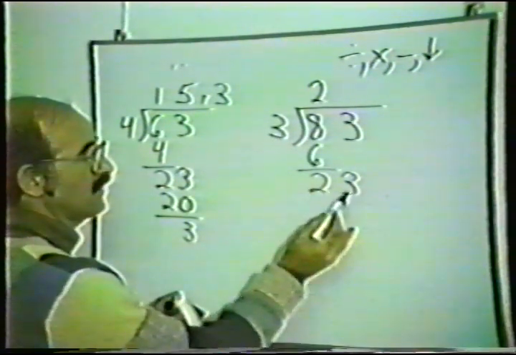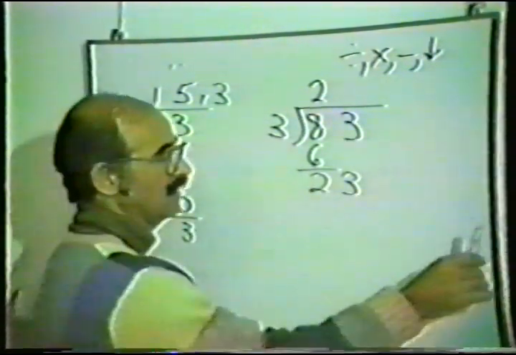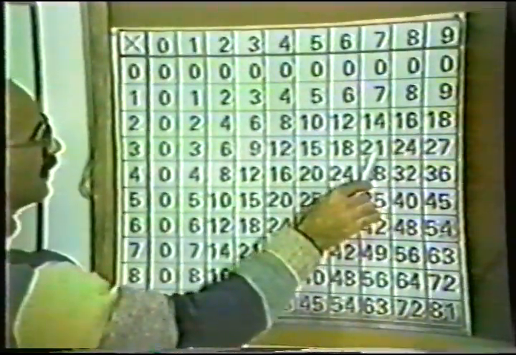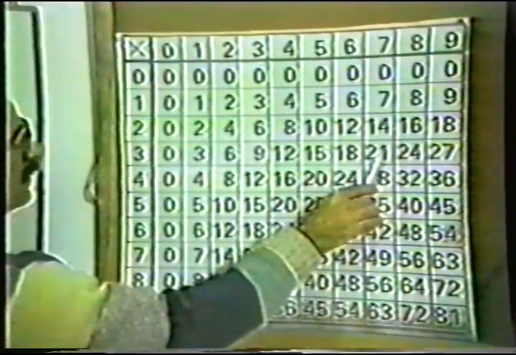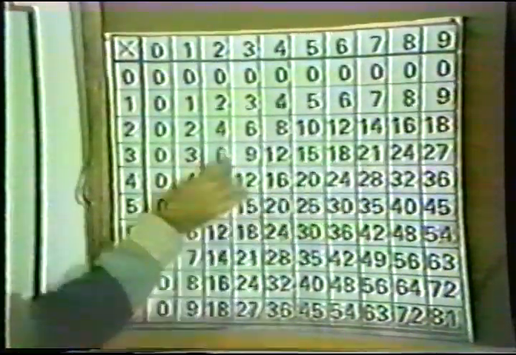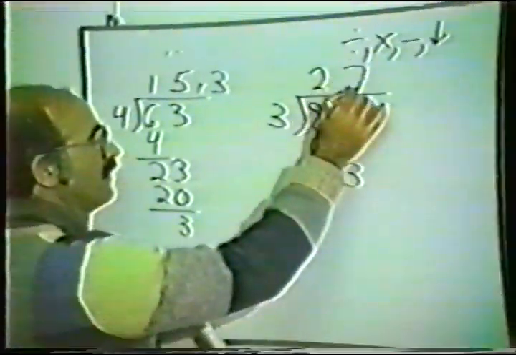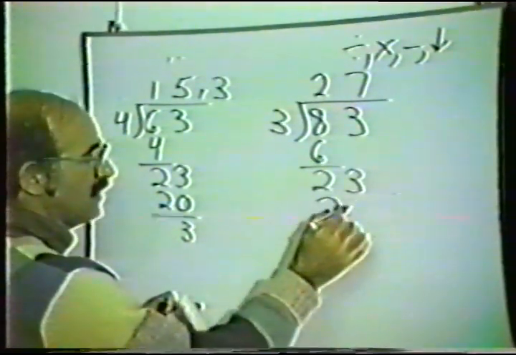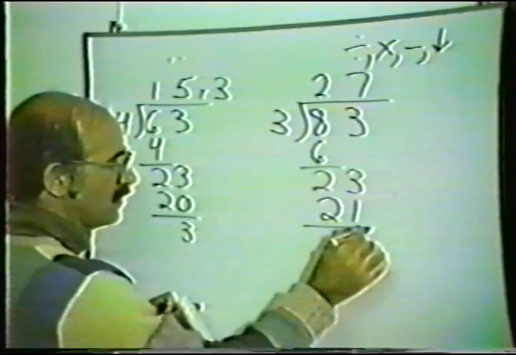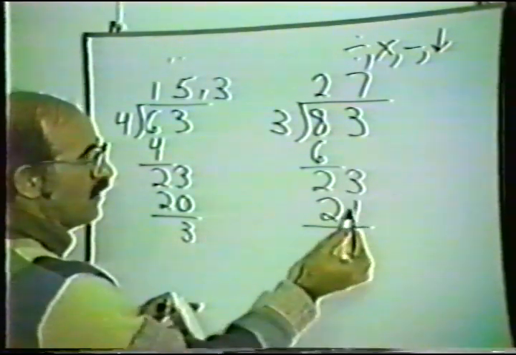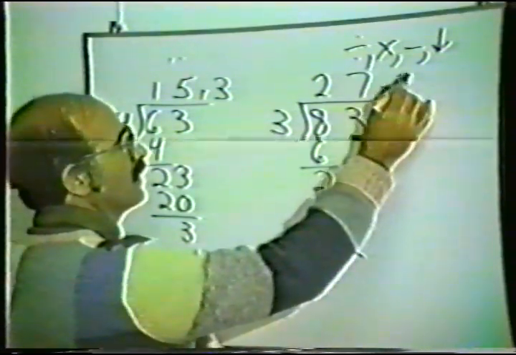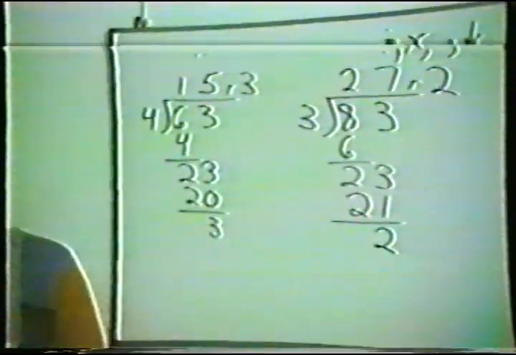3 into 23. Stop. Using 21. 7 using 21. 3 into 23 goes 7, because 7 times 3 is 21. We use 21. 3 take away 1 is 2. 27, remainder 2.